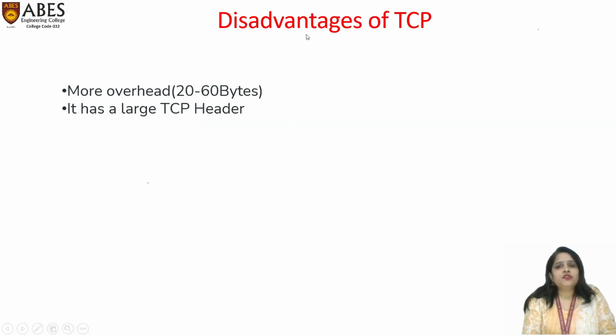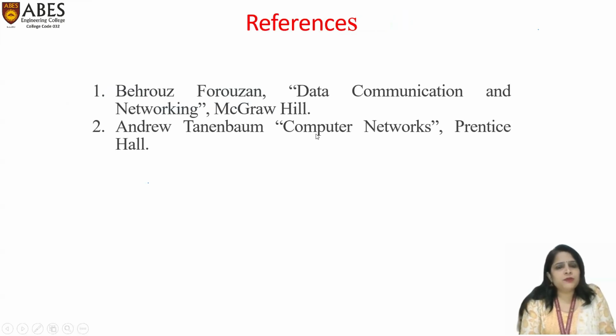Lastly, the disadvantages of the TCP protocol. The TCP header size is not fixed. It may vary from 20 to 60 bytes. This is the overhead. Compared to the User Datagram Protocol, TCP has a larger header, with more fields involved, but it provides more functionality than UDP. However, it increases the complexity of the data transmission a little. So these are some disadvantages of the TCP protocol.